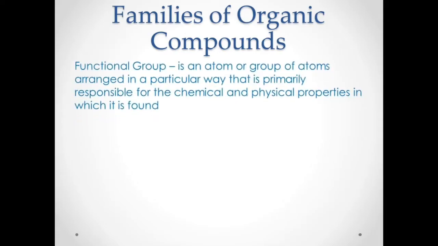Okay, let's move to functional groups. So what is a functional group? A functional group is an atom or group of atoms arranged in a particular way that is primarily responsible for the chemical and physical properties of the compound in which it is found. Here I have an example of a table with functional groups and the family of organic compounds each functional group belongs to. We have already found those functional groups earlier for alkanes, alkenes, and alkynes. And there are a lot of functional groups that belong to other organic compounds.